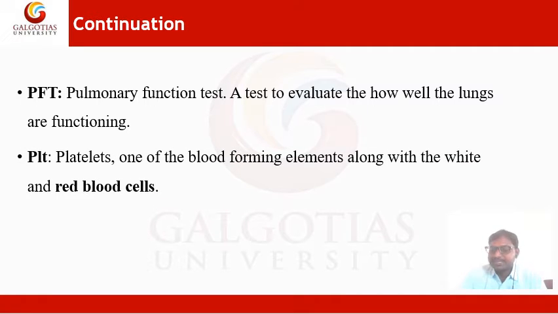PLT, platelets. Generally we can see PLT coding in the prescription slip. Platelets are one of the blood forming elements along with white and red blood cells. The blood contains white blood cells, red blood cells and also platelets. WBC, white blood cells, RBC, red blood cells, PLT, platelets, simple. Mostly PLT is checked in clotting factor abnormality as well as in dengue patients.